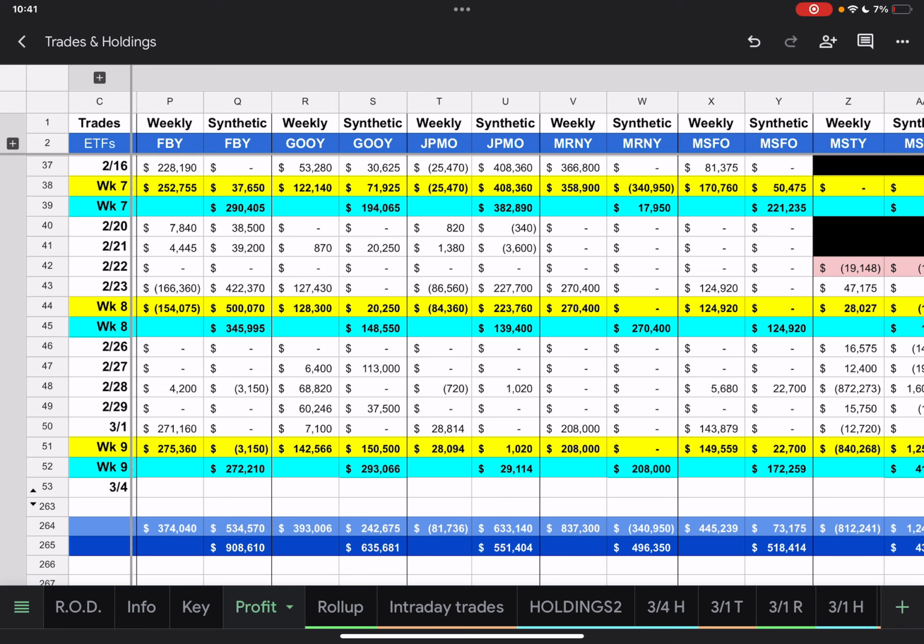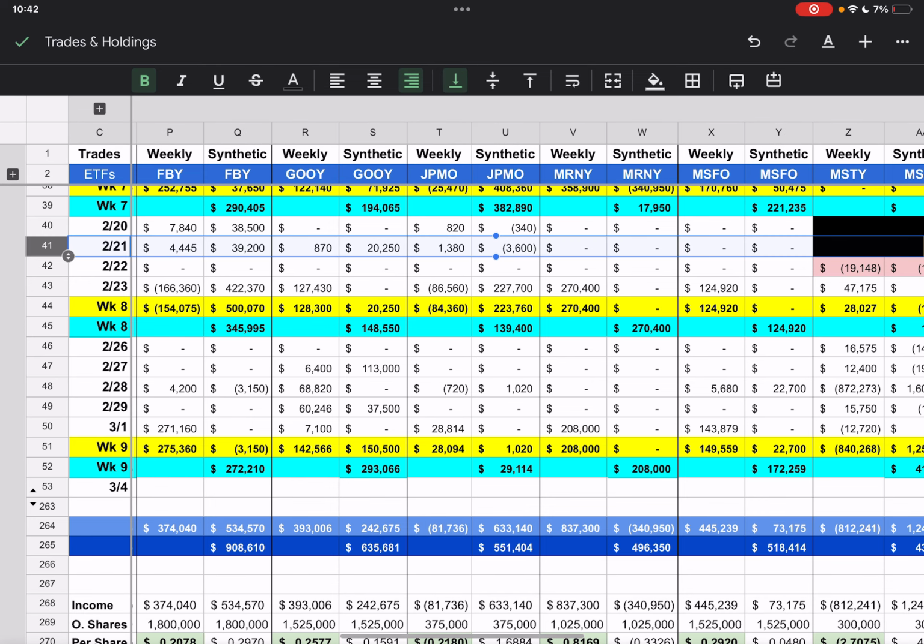But anyways, because you can see right here, they did that loss of 166,000 on February 23rd. Well, they closed out some of the synthetic, so that day overall wasn't a negative. And I don't know. It's okay, so that's not in every instance.